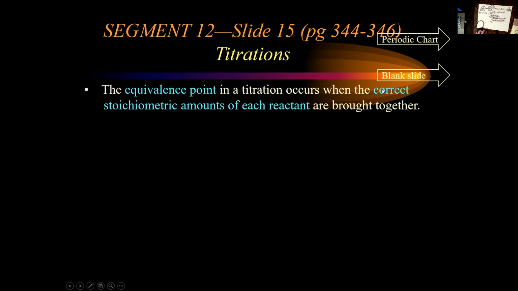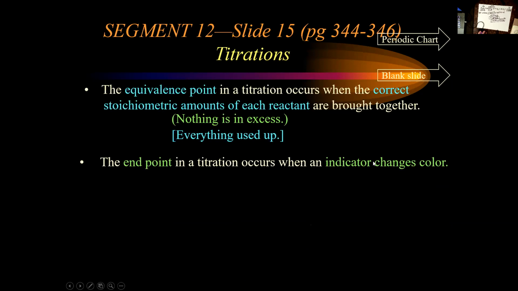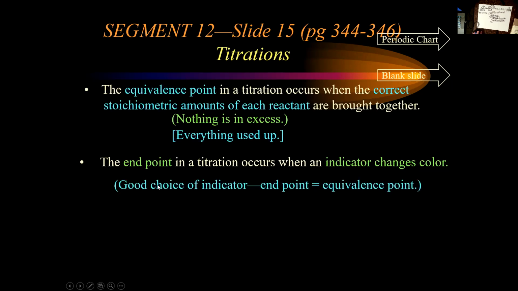The equivalence point occurs when you've got the correct stoichiometric amounts of each one brought together. Nothing's in excess. Everything's used up. The end point is when your indicator changes color. So we do distinguish between these two. If you're using an indicator, then the end point is when your indicator changes color. It's one color in one of the reactants where it's located, and then you're adding the other reagent, but when you put it in the other reagent, it's a different color, and you'll see that color change. You want the color change to occur close to the equivalence point. So you want these two to be as close together as possible.